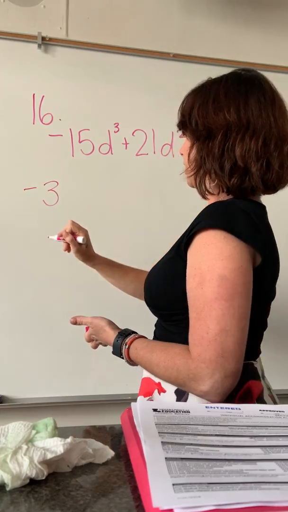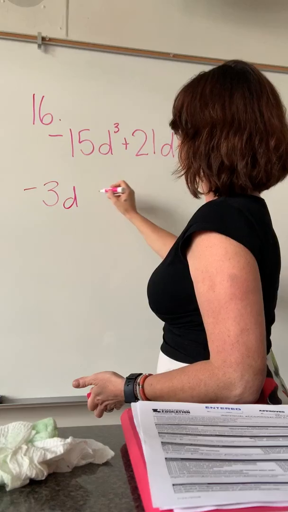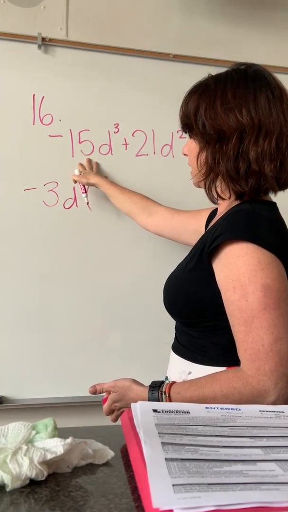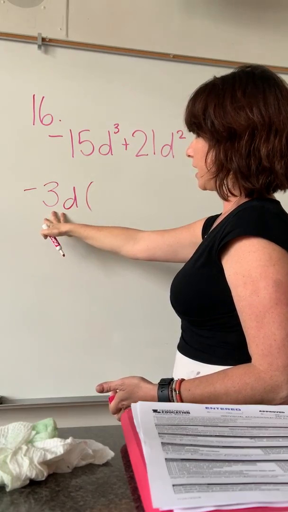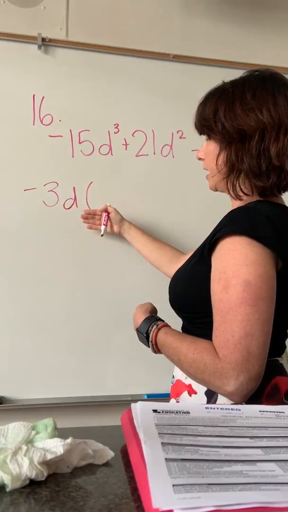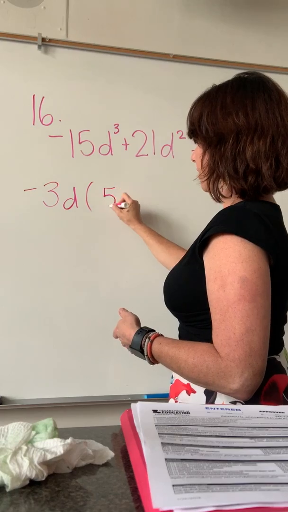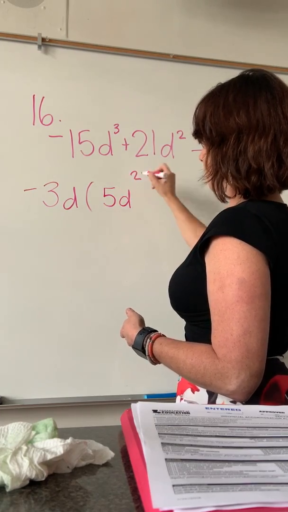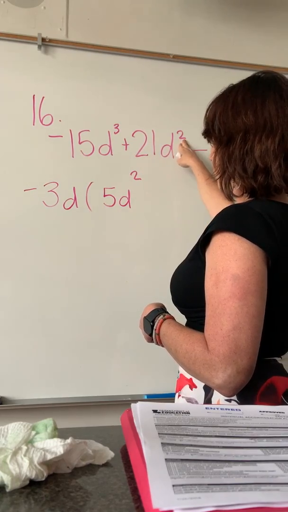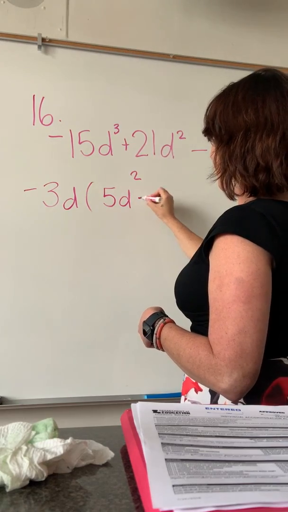So I'm gonna pull a negative 3d out. That's my greatest common factor. And then what I have left when I divide 15d cubed by negative 3d, I have a positive, because a negative divided by a negative is a positive. And that makes that positive 5d squared.